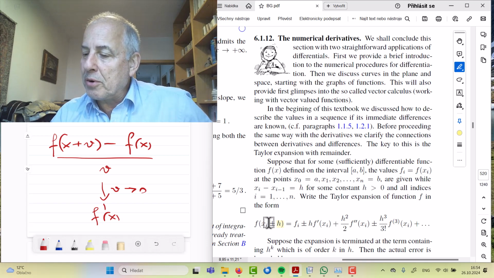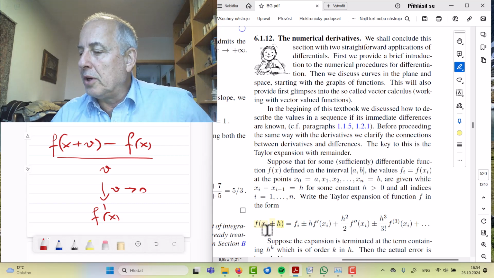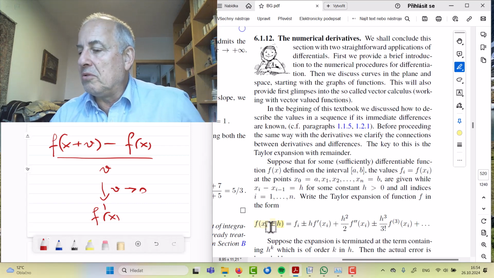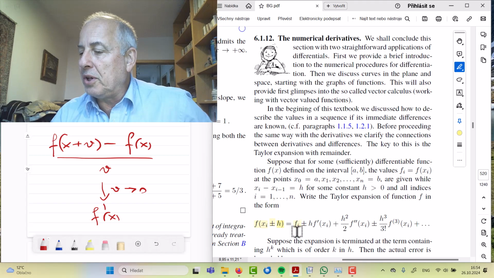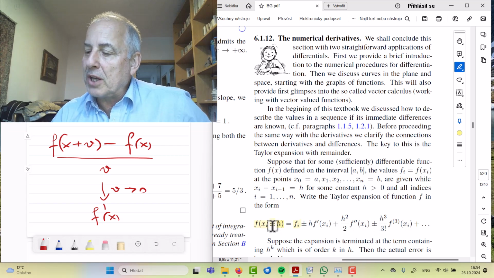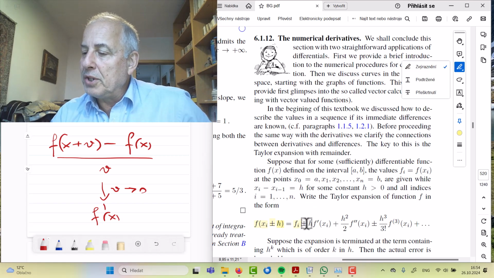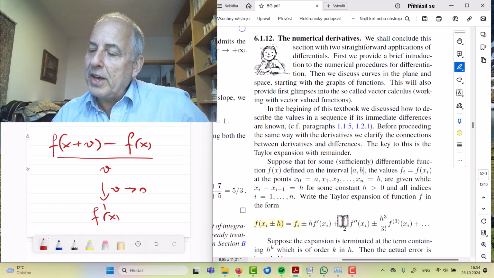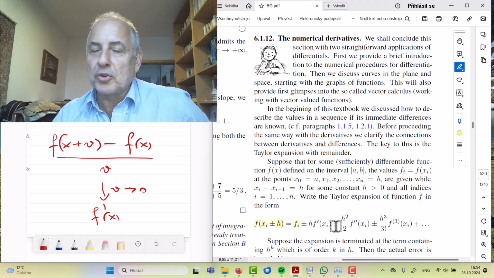And now the Taylor theorem says what the value looks like. It's the value at the ith point x_i plus h times the derivative plus h squared over 2 times the second derivative, and so on. And if it's plus or minus h, then we get either plus or minus, and this depends on whether it's an odd or even power of h. If there is an odd power of h, it's plus minus. If it's an even power, it's just always plus, independent of whether we have plus or minus there.